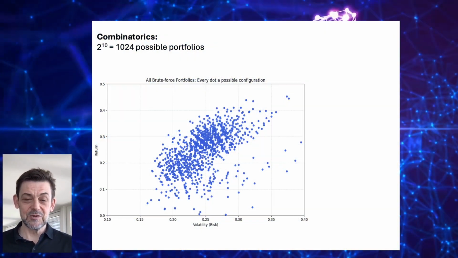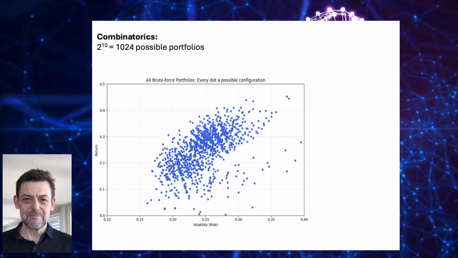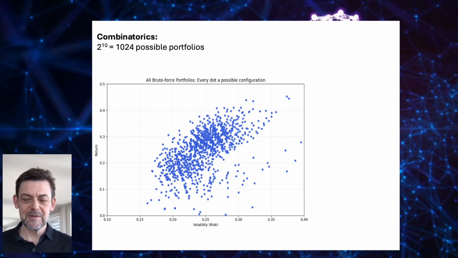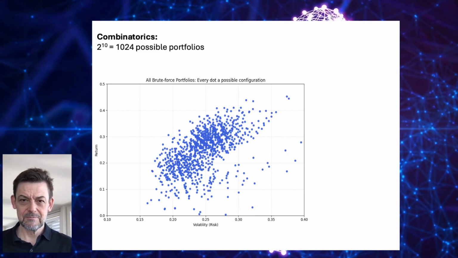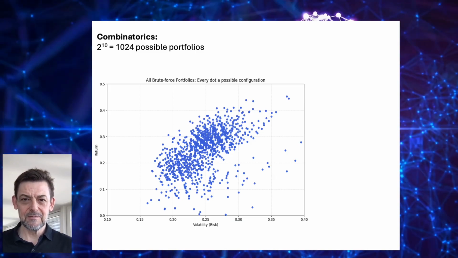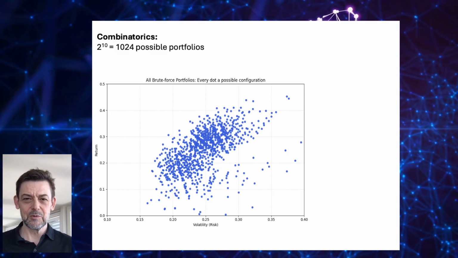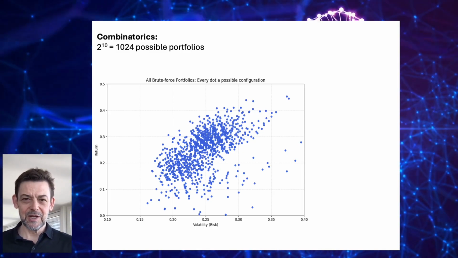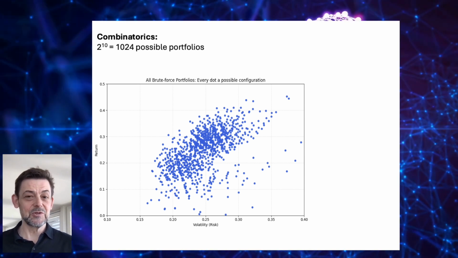Now let's look at the 1,024 possible portfolios for our use case. Each dot on this view is one possible portfolio. The x-axis is the expected volatility of the portfolio. The higher the volatility, the riskier is the portfolio, i.e., the portfolio price is more probable to decline or increase. The y-axis is the expected portfolio return. The higher the better in general.